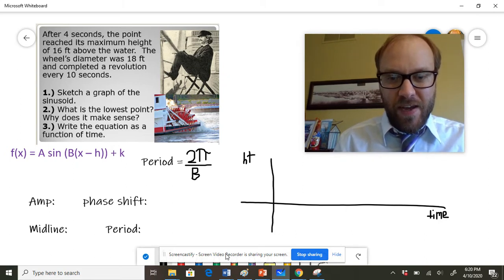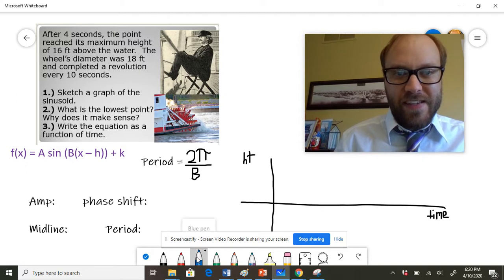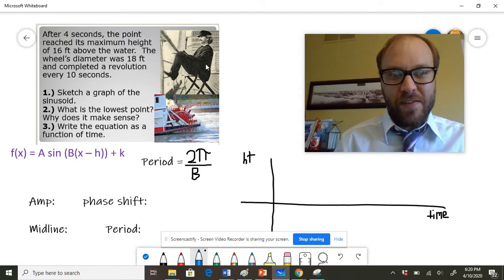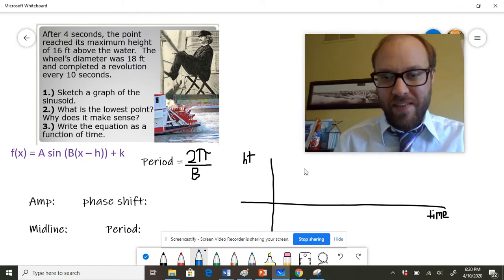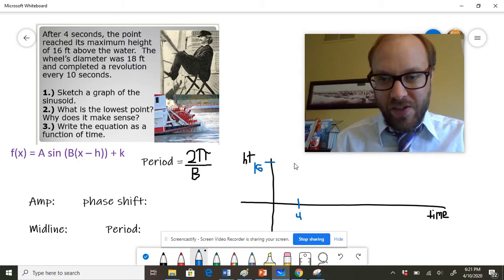All right, so let's go ahead and take a look at this here. Number one, it says after 4 seconds, the point on the wheel reaches its maximum height of 16 feet above the water. So I've got a little graph over here. After 4 seconds have gone by, this thing is going to reach a height of 16 feet above the water. Okay, so we're going to have the point (4, 16) as one of the points on our graph. So that's a point right there that we're starting off at.